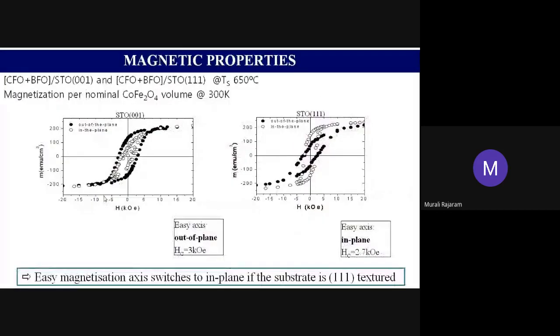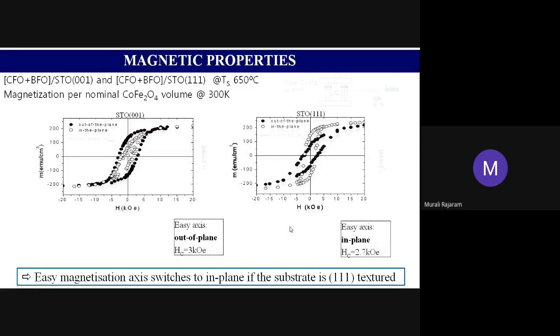This is the macroscopic magnetization measured using VSM. Here the easy axis is out of plane on the substrate. The easy axis is out of plane, but when you change the orientation of the substrate, the easy axis changes from out of plane to in plane. Okay, so this is the VSM image.